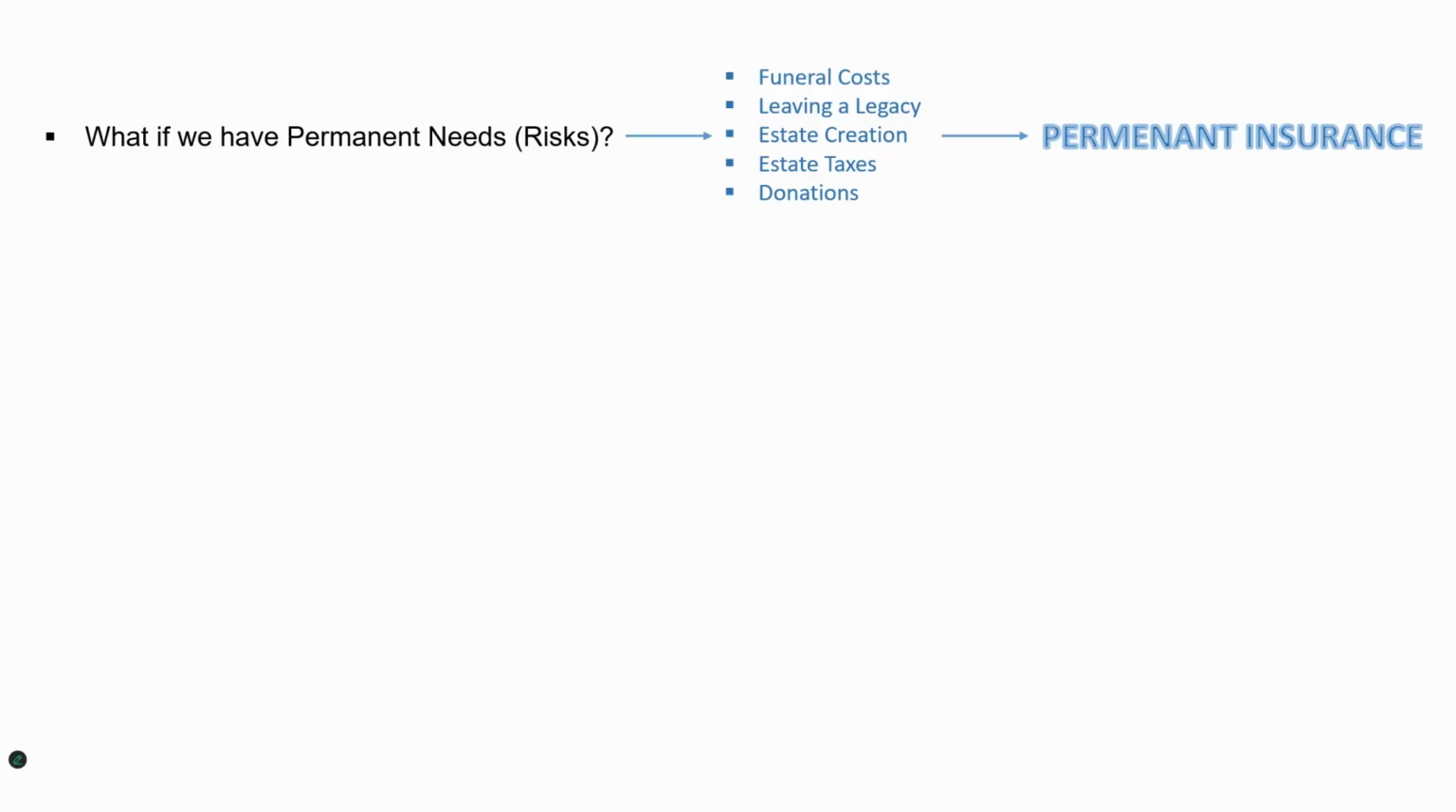And when we want to talk about permanent insurances, overall, we have three types of permanent insurances. First, it's called T100 or Term 100. Second, it's a whole life policy. And third, it's a universal life policy.